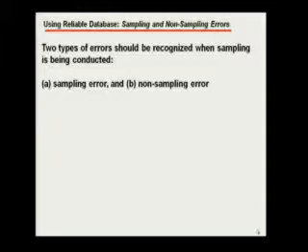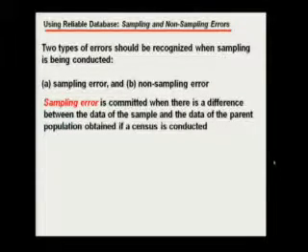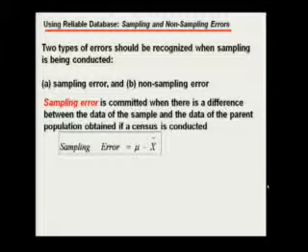As I just said, there are two types of errors, sampling error and non-sampling error. A sampling error is committed when there is a difference between the data of the sample and the data of the parent population, leading to a difference between the mean of the sample and the mean of the population. When we speak of the data of the population, we're talking about the data of a population obtained if a census is conducted. And as you know, this is sometimes practical and sometimes impractical to cover the whole population.